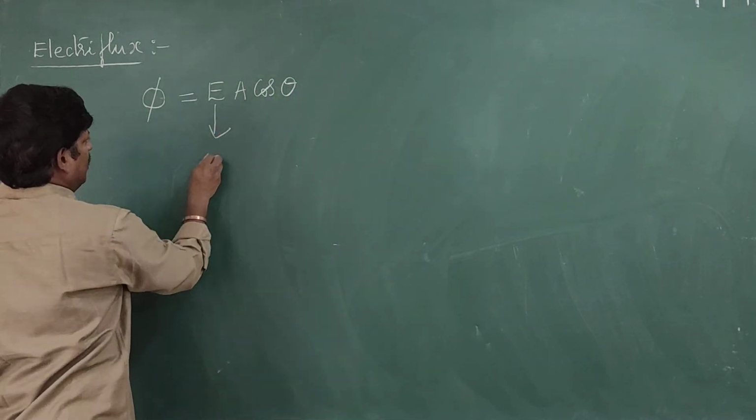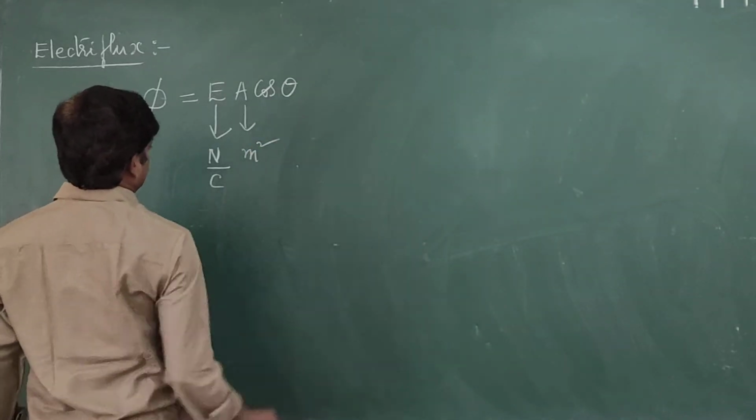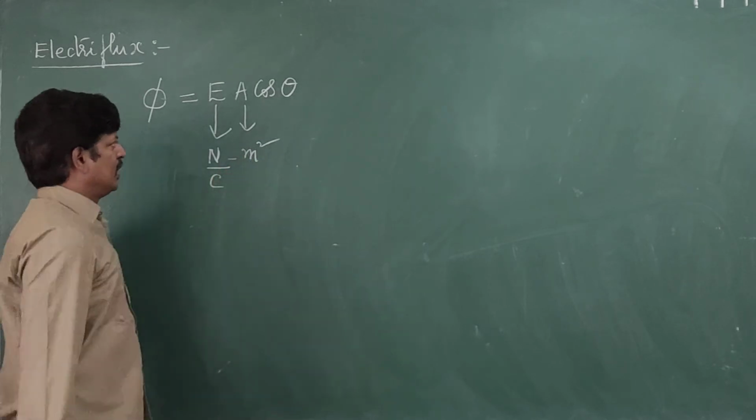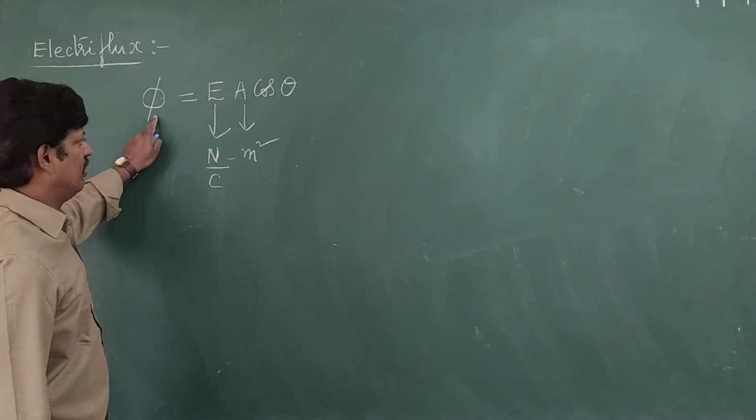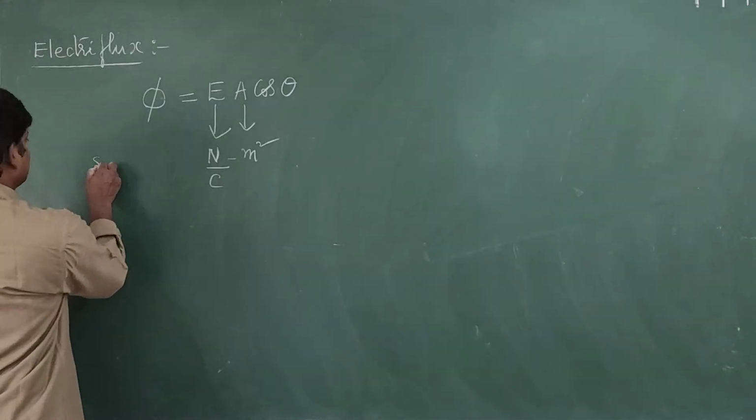What is the unit of electric field? Newton per coulomb. What's the unit of area? Meter square. Newton meter square per coulomb is the unit of electric flux. Is that clear? And this is the SI unit.